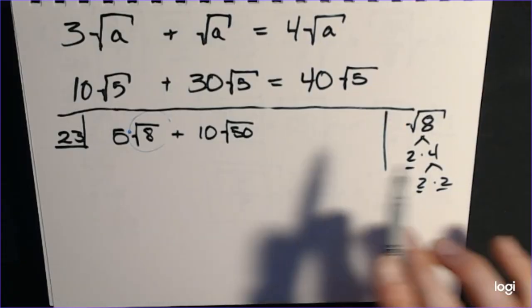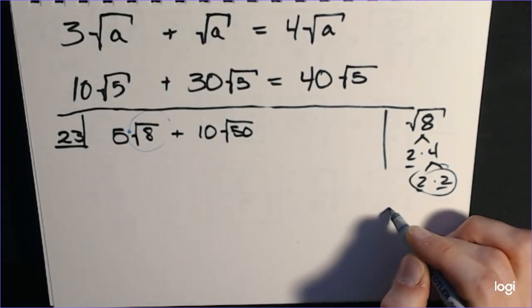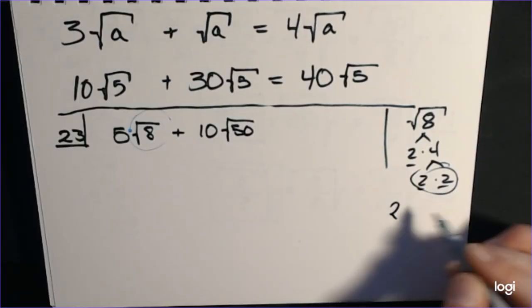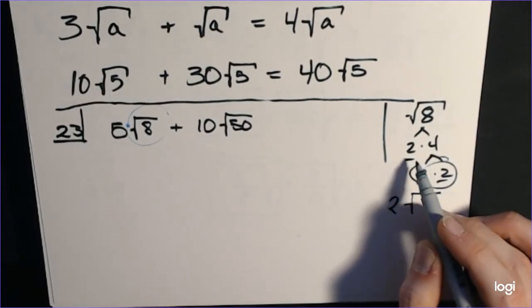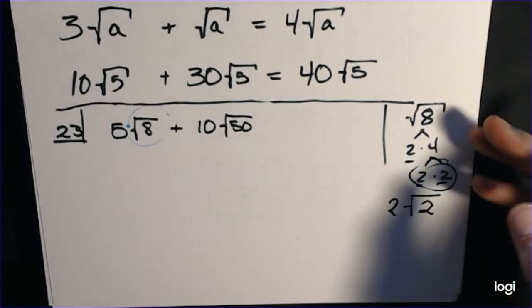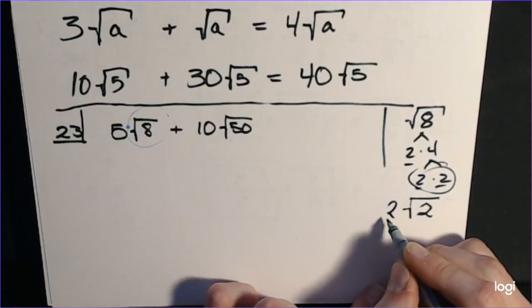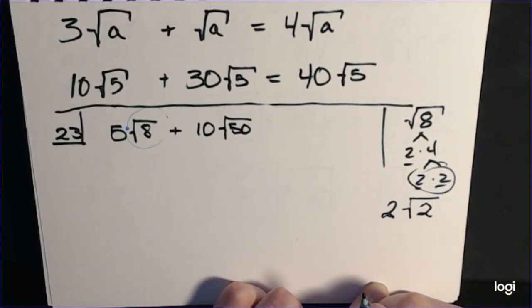So back over here at the factor tree, we have a pair of 2's. So we can remove one of those pair of 2's, and then we write a radical symbol, and we look at what's left. This one, 2, is 2. So we are simplifying the square root of 8 into 2 times the square root of 2.